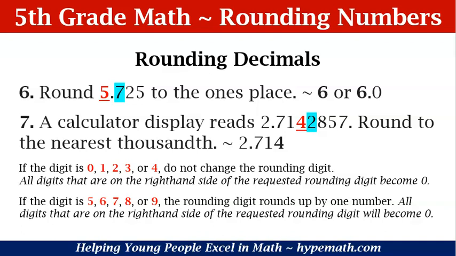In order for us to determine what the value will be, we need to look immediately to the right, to the 2, which is highlighted. Since that 2 is less than 5, the value 4 stays the same. So our answer is 2.714. And that is how you round decimals.